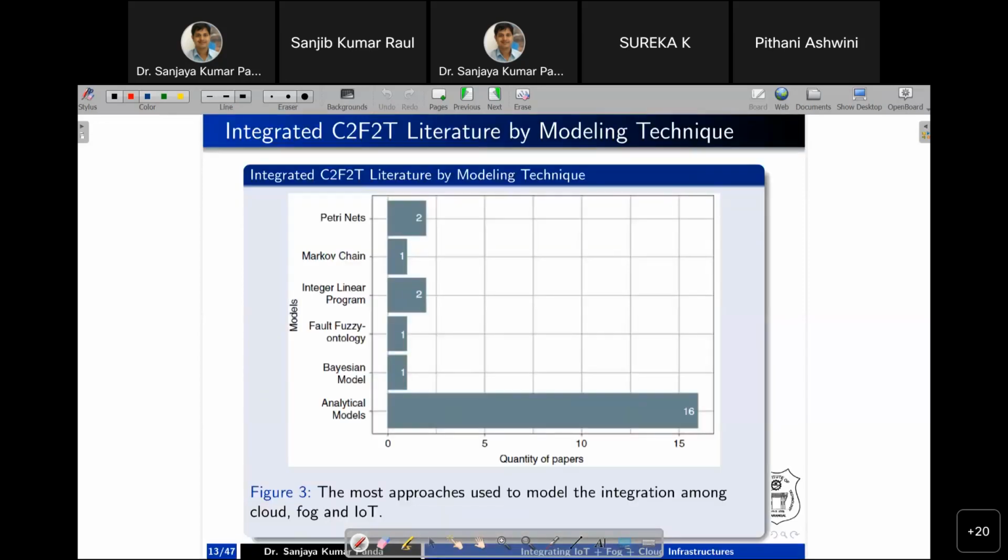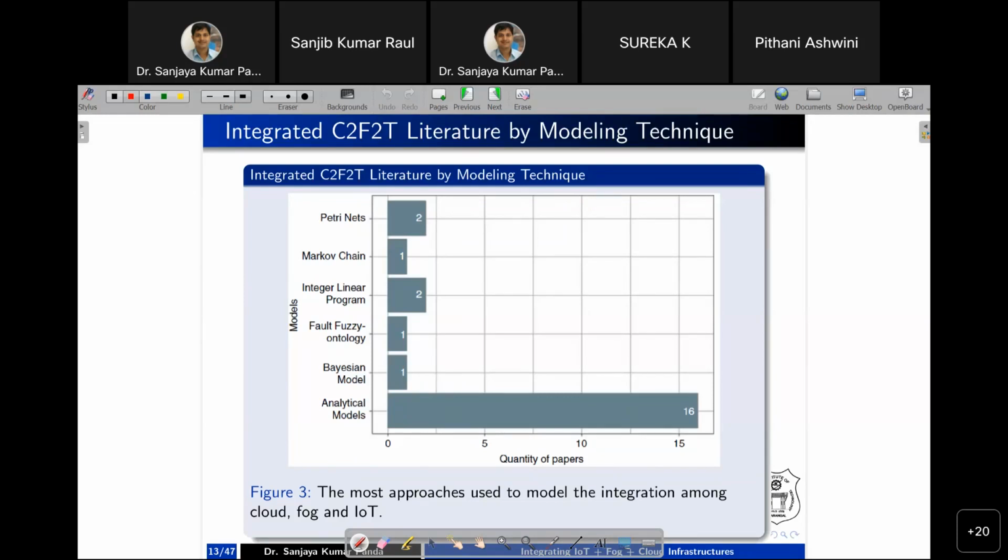Yes. So mostly the modeling techniques considered for cloud to fog to IoT, they have considered various areas. Like they want to model in the form of a tree net, which is popularly used in the field of software engineering. They've also tried to model by using the Markov chain model. They also used the model as an integer linear program model. They also consider to model this integration in the form of fuzzy ontology. They've also considered conditional probability in order to represent in the form of a Bayesian model.